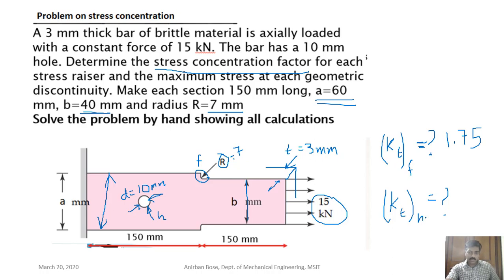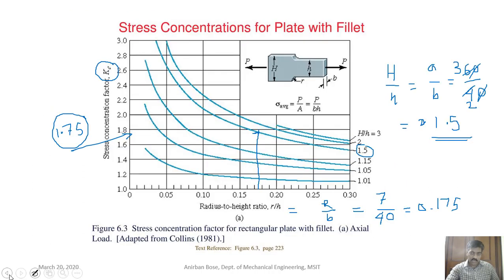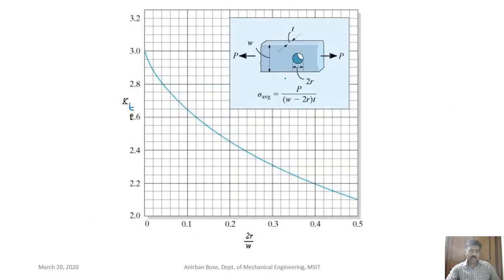Now to find Kt for the hole, we have to see this kind of situation. Here the hole diameter, remember, is 10 millimeter, and this side is 60. A is 60 millimeter. And the external load P is 15 kilonewton. Okay, so see where the situation is. Here is the situation. No, it is not, it is a 4. So this one, right?